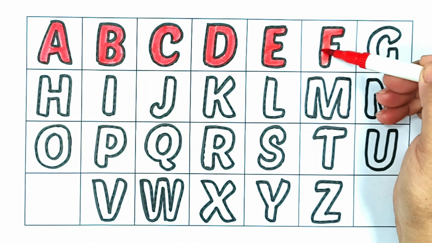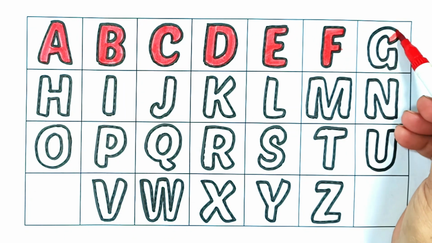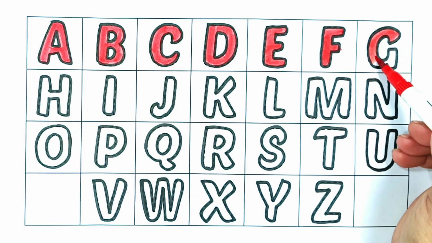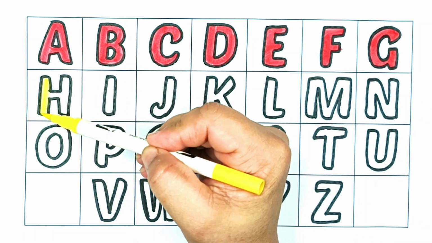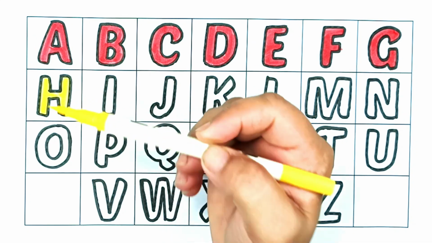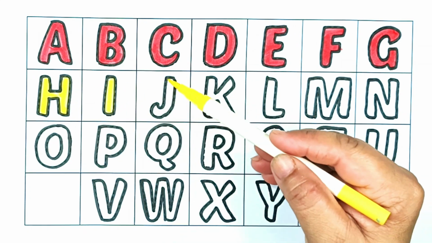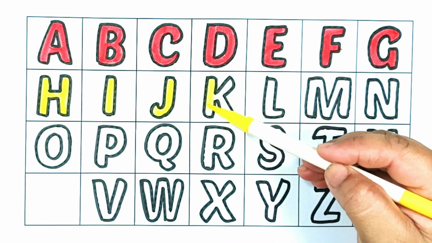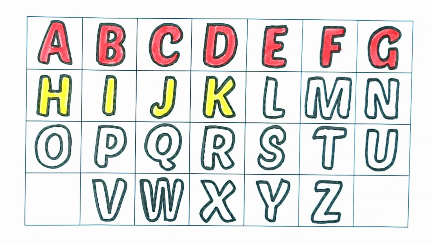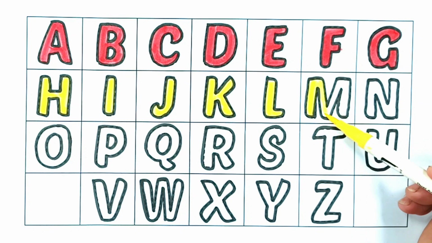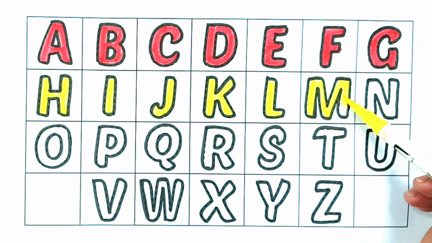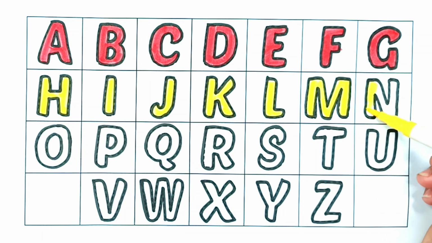F for frog, F for frog. G for glass, G for glass. H for hat, H for hat. I for igloo, I for igloo. J for jam, J for jam. K for kite, K for kite. L for lamb, L for lamb. M for man, M for man. N for net, N for net.